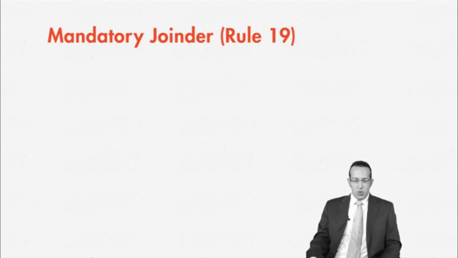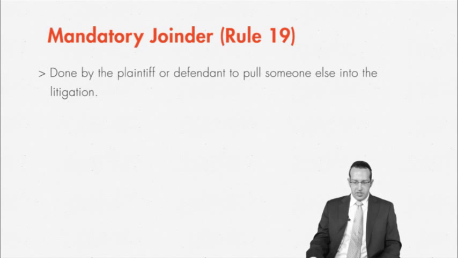Joinder and intervention are both ways that third parties can get into a lawsuit. Joinder is done by the plaintiff or defendant himself who wishes to pull in someone else to the litigation.